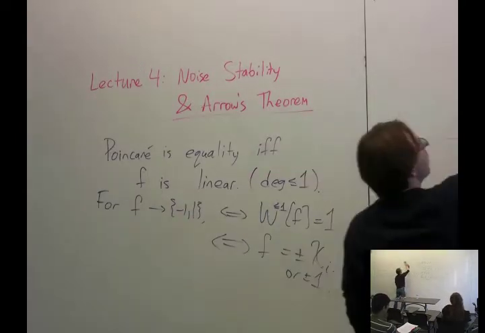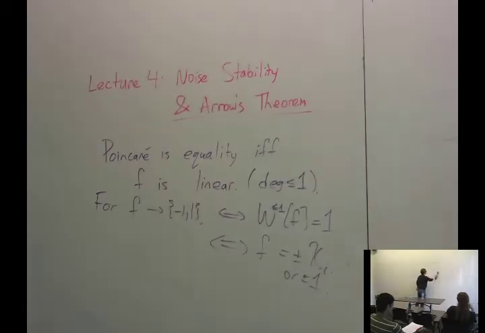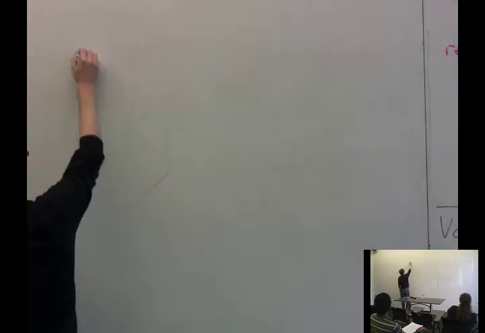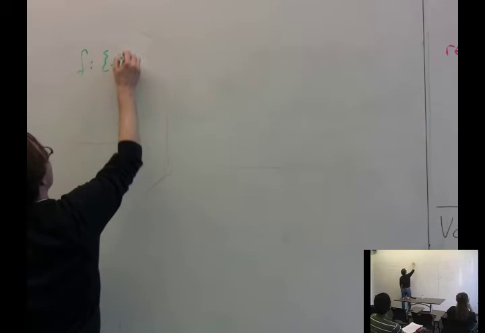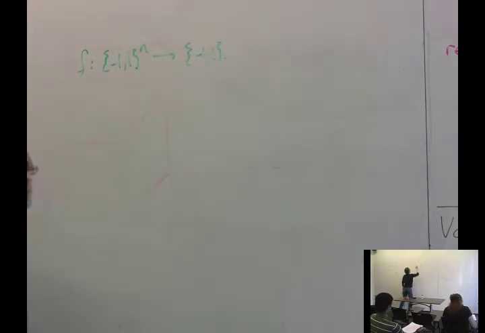And now I'll move on to the main topic for today, which is a concept called noise stability, which can be nicely motivated, again, by thinking about elections. So let's go back to what we were talking about last time, where we had a Boolean function f, and we thought of it as the rule by which an n-voter, two-candidate election is decided.